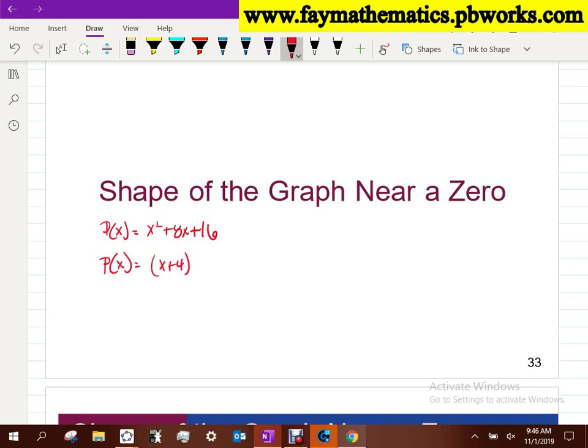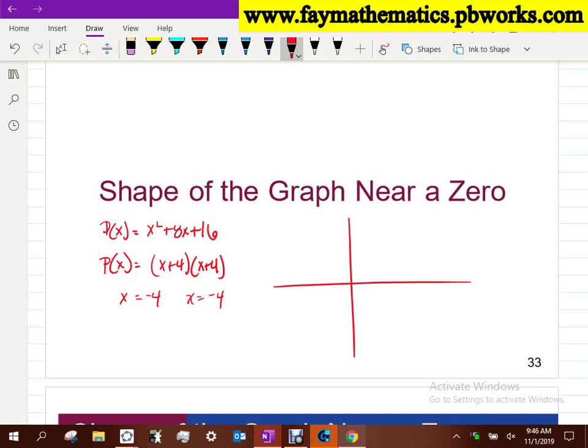Okay, so x plus 4, x plus 4, right? Now if I use the zero product property, that's going to tell me x is equal to negative 4, and x is equal to negative 4, right? When I graph that, how many intercepts do I really graph? Just one, okay?